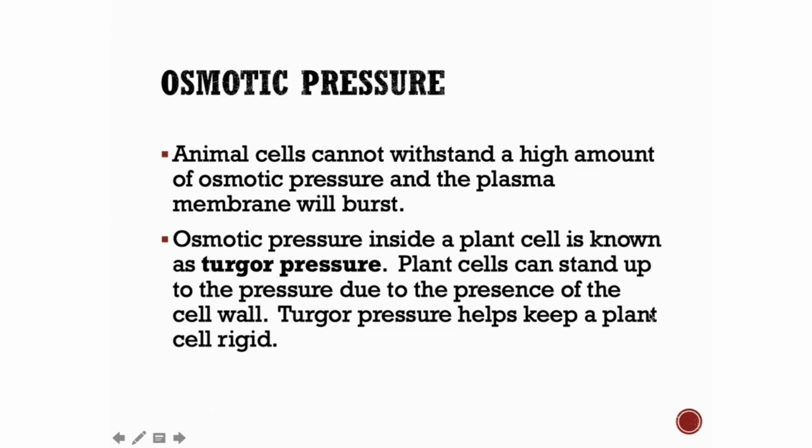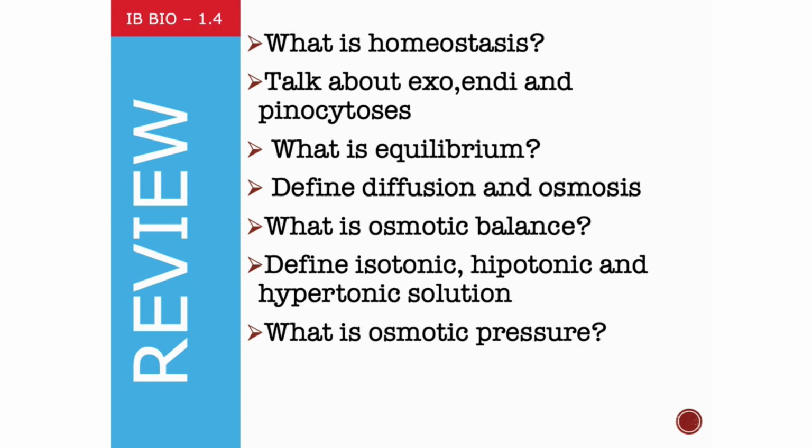So, osmotic pressure. Animal cells cannot withstand a high amount of osmotic pressure and the plasma membrane will burst. Osmotic pressure inside the plant cell is known as turgor pressure. Plant cells can stand up to the pressure due to the presence of the cell wall. Turgor pressure helps to keep a plant cell rigid.